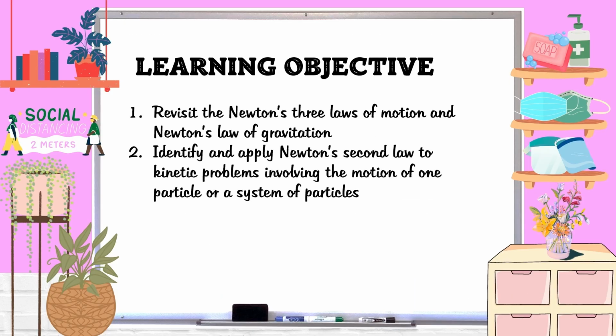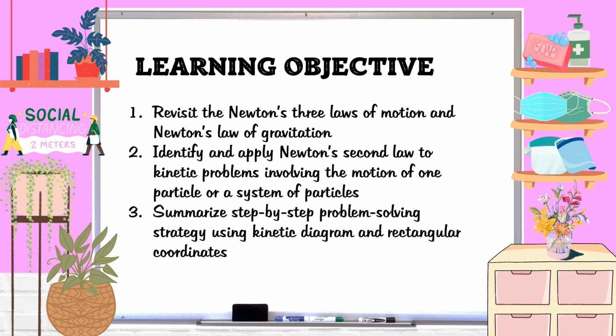The learning objectives are: we're going to revisit Newton's three laws of motion and Newton's law of gravitation, identify and apply Newton's second law to kinetic problems involving the motion of one particle or a system of particles, and summarize a step-by-step problem-solving strategy using kinetic diagram and rectangular coordinate system.